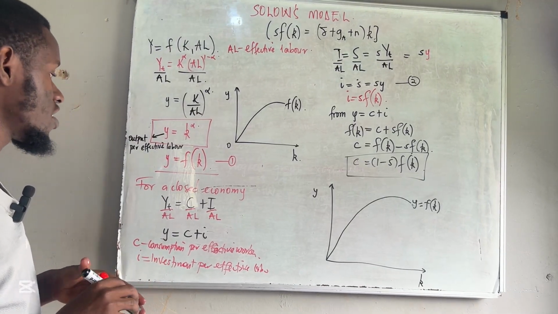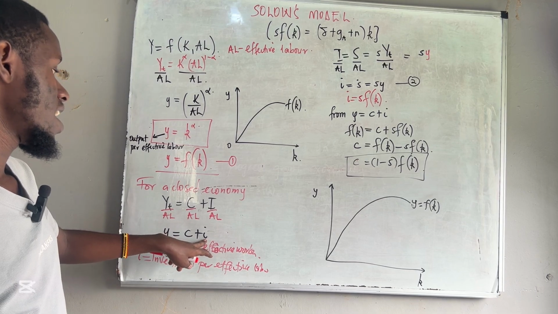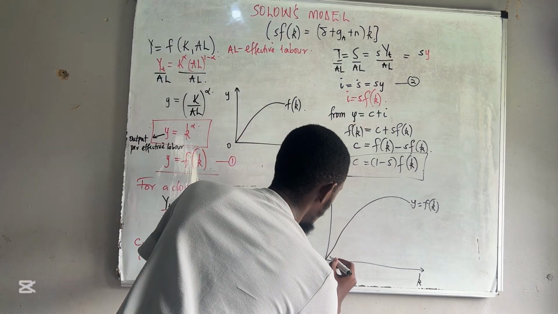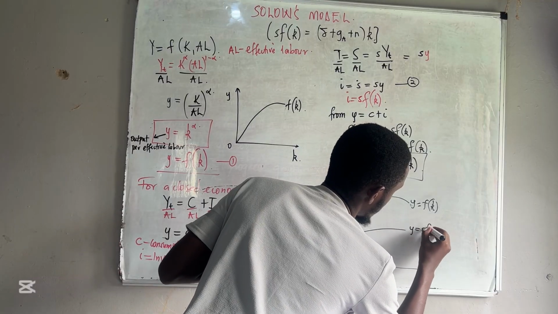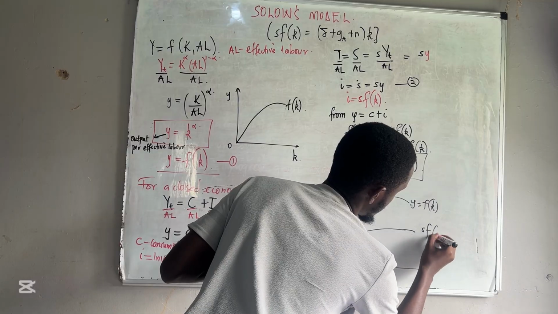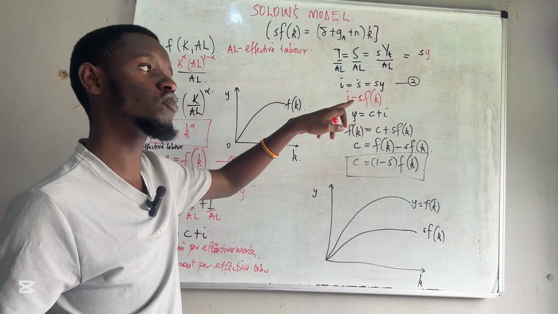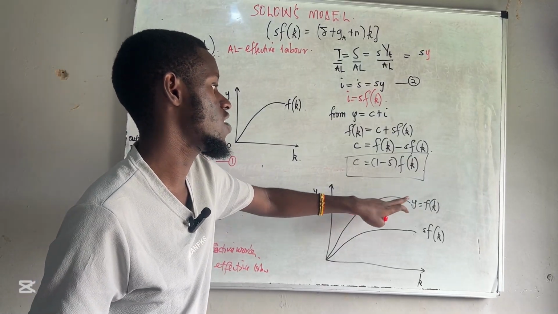But now if I introduce saving, the saving part is this one, which is the same as having small s times f. Therefore, this is a saving function, Y equals s f of k. But remember, this saving rate s is always small. It is between 0 and 1. Therefore, it can't be more than this f of k.